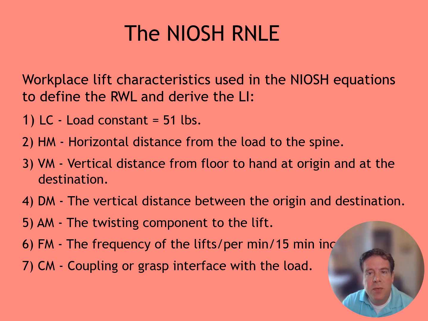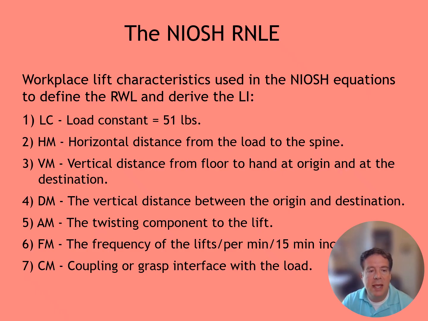So this is the revised NIOSH lifting equation. Notice that they have 6 lifting factors, but we start with the load constant. They're saying if all of these modifiers are ideal, ideal conditions, not doing anything, the max you should lift is 51 pounds. And then each one of these modifiers actually takes away.